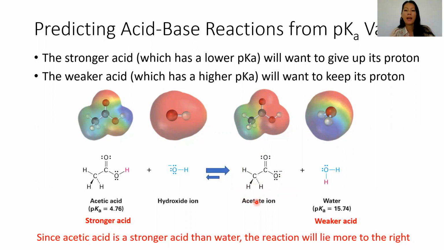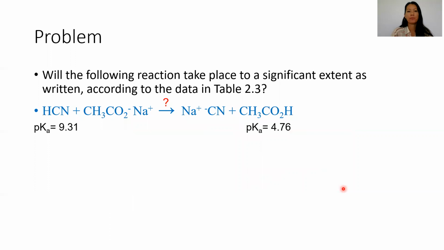Another way that I like to remember it is thinking the higher the pKa, the more it wants to hold on to the proton. So the higher the pKa has the proton, H and H. Let's practice this. So, will the following reaction take place to a significant extent as written according to the data in the previous table? So I gave you the data, here are the pKa values.